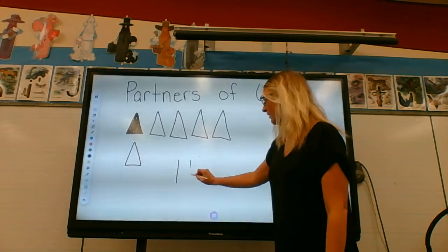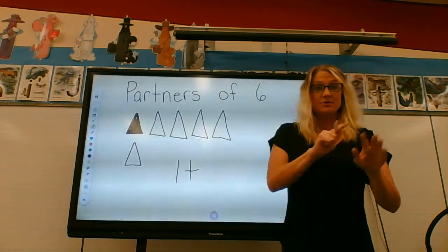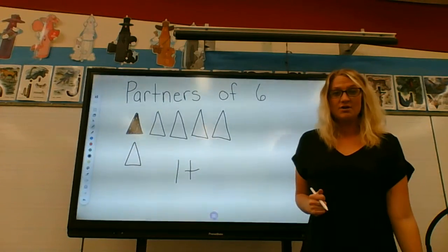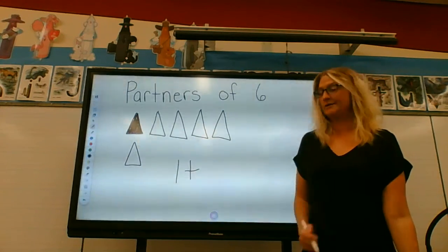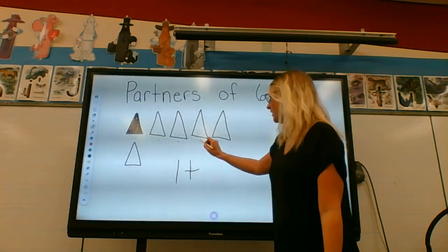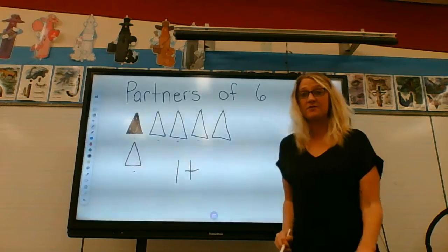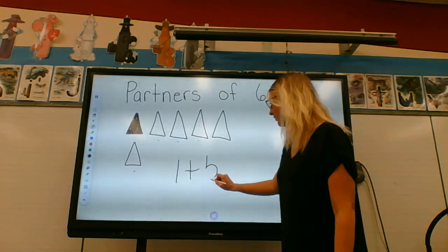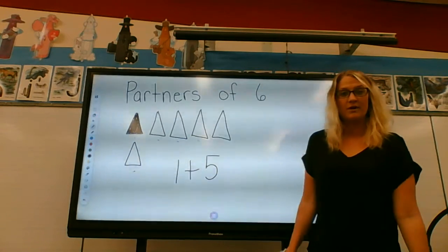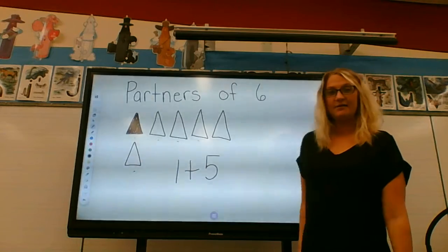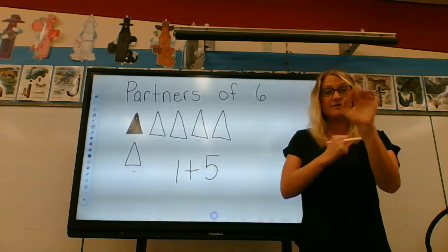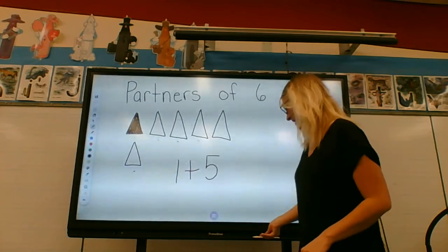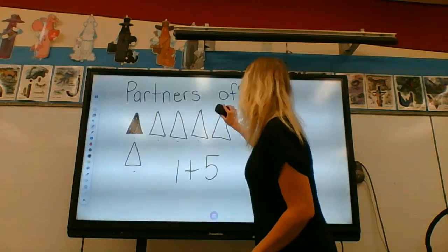1, and we want to do our plus sign because we know that we're adding to get to 6. So we have 1. Now we're going to count the triangles that are not shaded to find the second number in the equation. 1, 2, 3, 4, 5. So there's 5 triangles that are not shaded. So that's our second number in the equation. So now we know that our partners of 6 are 1 and 5. 1 plus 5 equals 6. So that's our first example, looking at the row with the triangles.